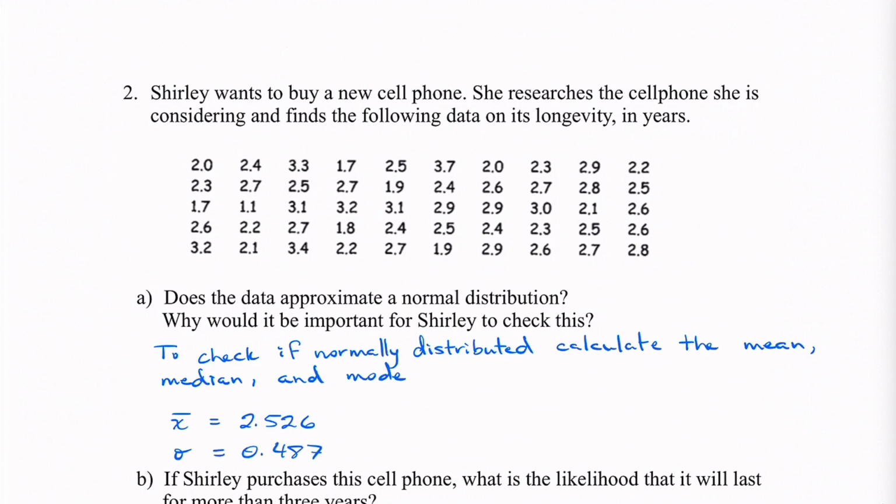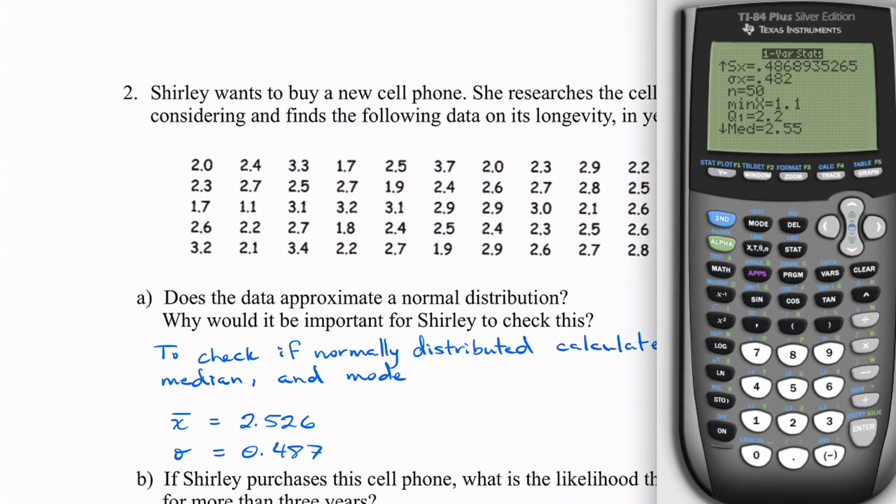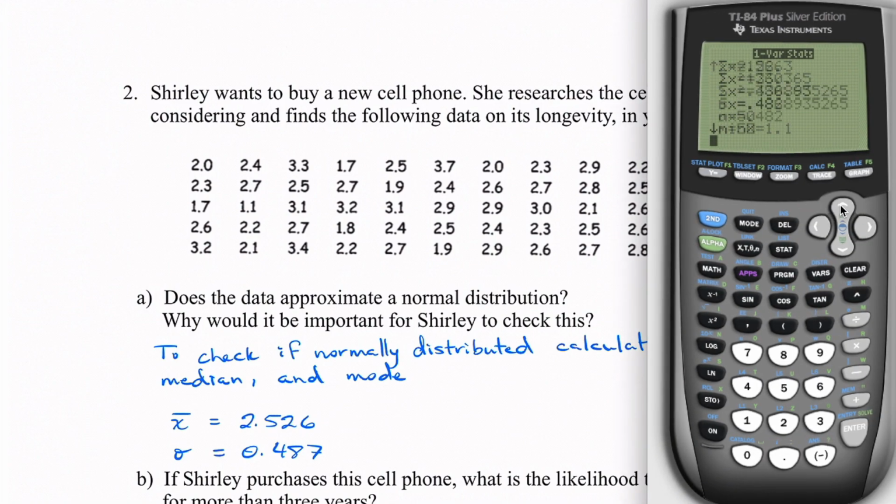Again, I'll just bring my calculator back out and show that. So it was right here, 0.487. We're using this one, the Sx, because this is a sample of cell phones. It's not all of the cell phone data, right? There's a lot of different cell phones. It's only a sample of them. And then again, our median, that was right here. That was 2.55. So let's write that down too. Median 2.55.